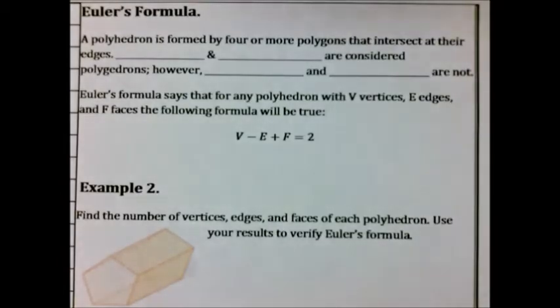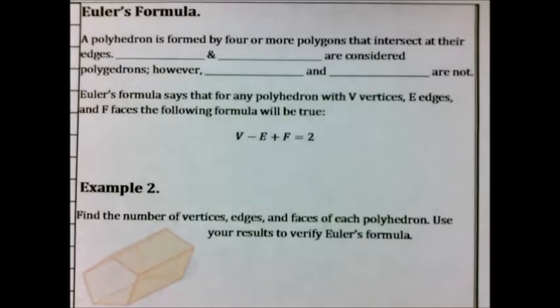Alright, now we also got to talk about Euler's formula. First, before we do that, let's identify what a polyhedron is. A polyhedron is formed by 4 or more polygons that intersect at their edges. So let's think about that. It says a polyhedron is formed by 4 or more polygons.